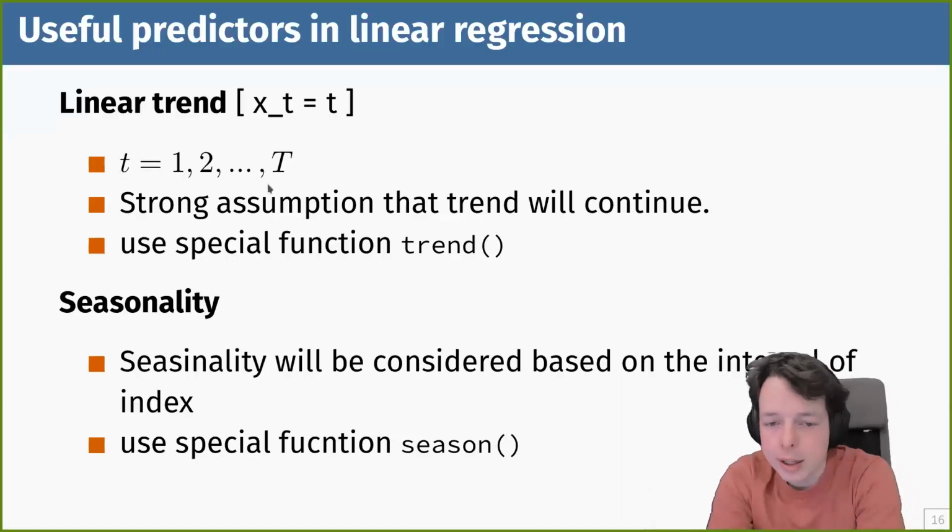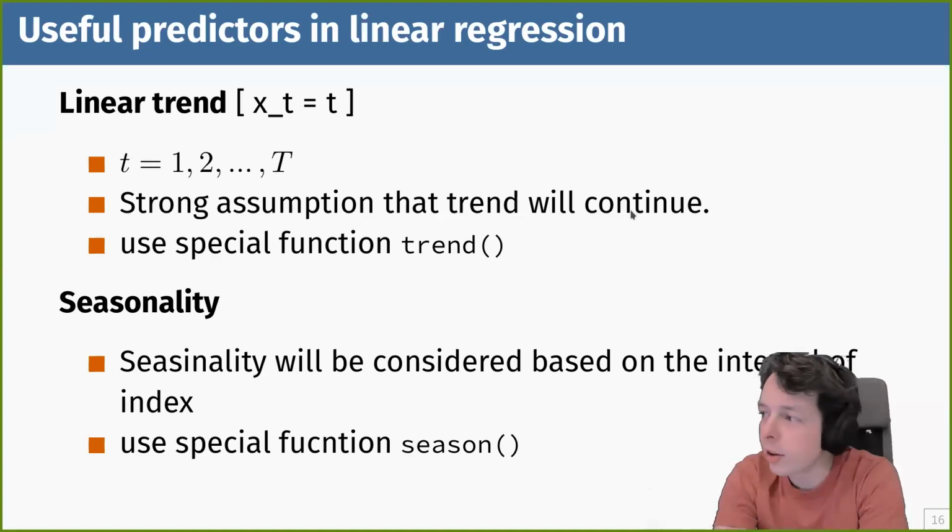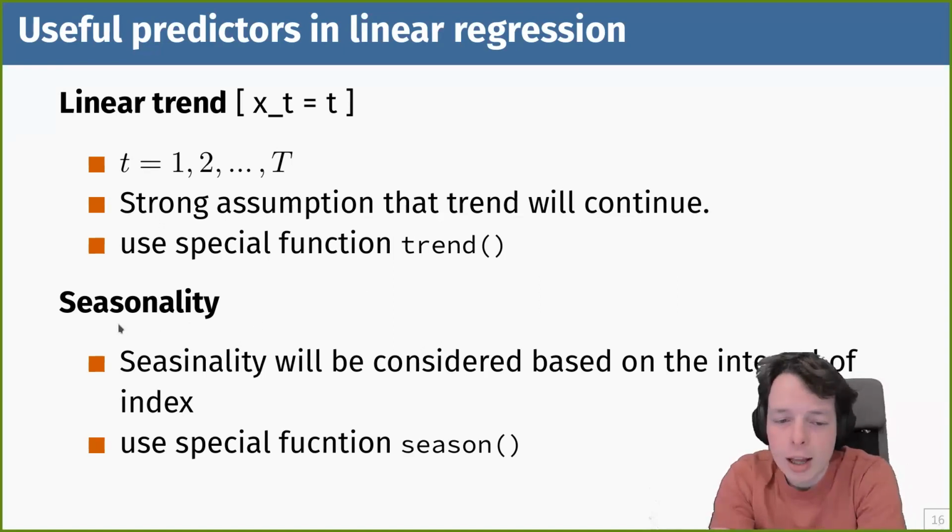So a linear trend has a very strong assumption that the trend continues in a linear fashion. And what we've just seen when the linear trend doesn't continue is that it doesn't work that well. And same for the seasonality, we're assuming that the seasonality is constant and doesn't change over time.